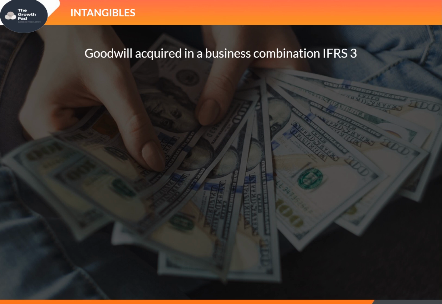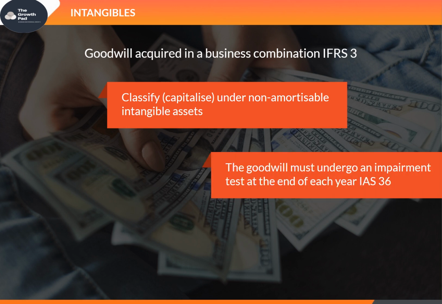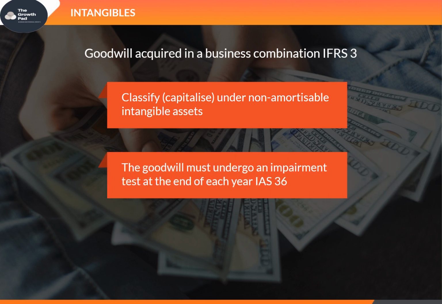Goodwill acquired in a business combination, IFRS 3. Classify and capitalize it under non-amortizable intangible assets. The goodwill must undergo an impairment test at the end of each year, IAS 36.